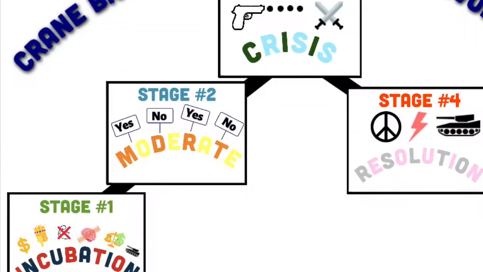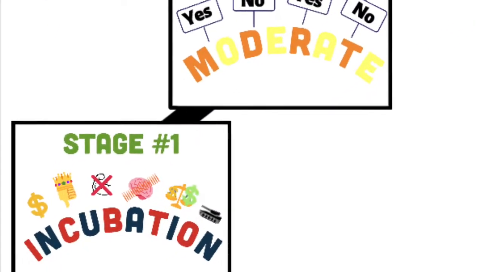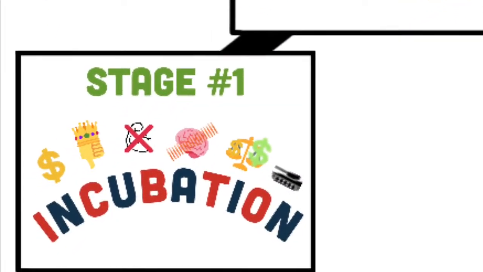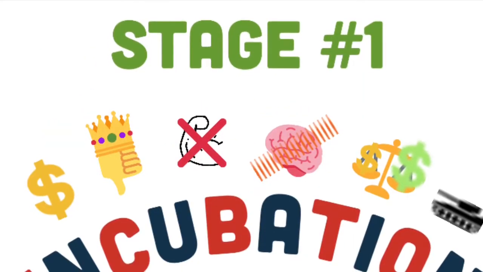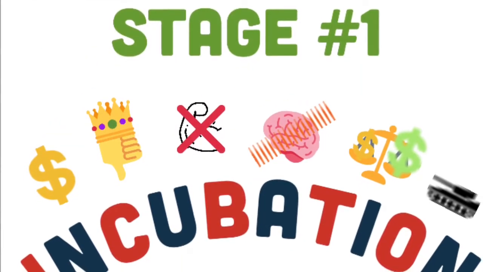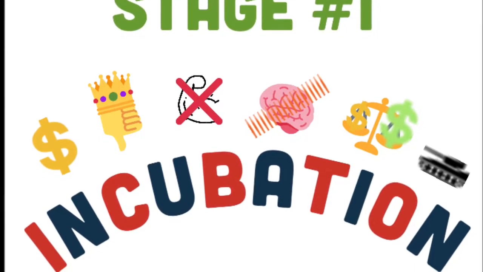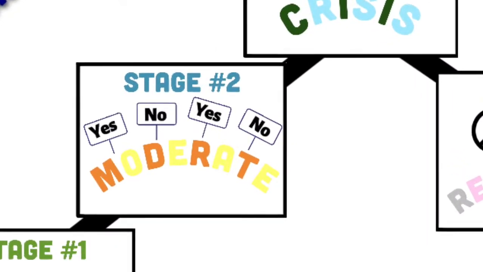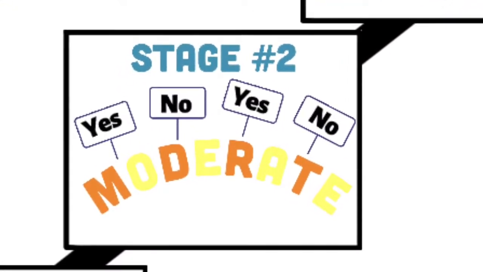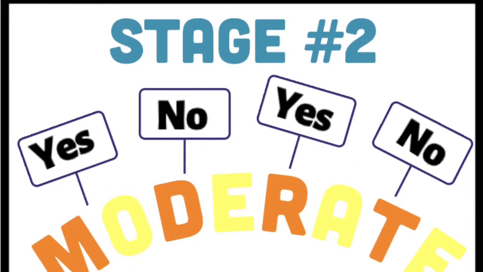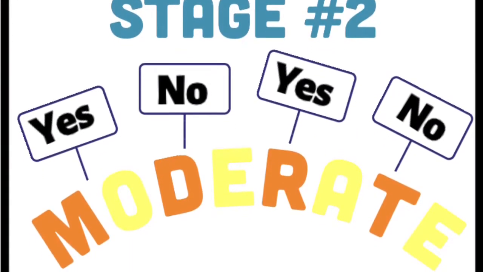It all starts with the incubation stage, when you're just starting to feel the symptoms, or if there's an economic crisis, sense of government injustice, weak rulers, intellectual opposition, class division, or military victory. All of these components can lead to the fall of an old regime. Next comes the moderate stage, where moderates peacefully try to enact a reform without too much violence. An example of this would be a protest.